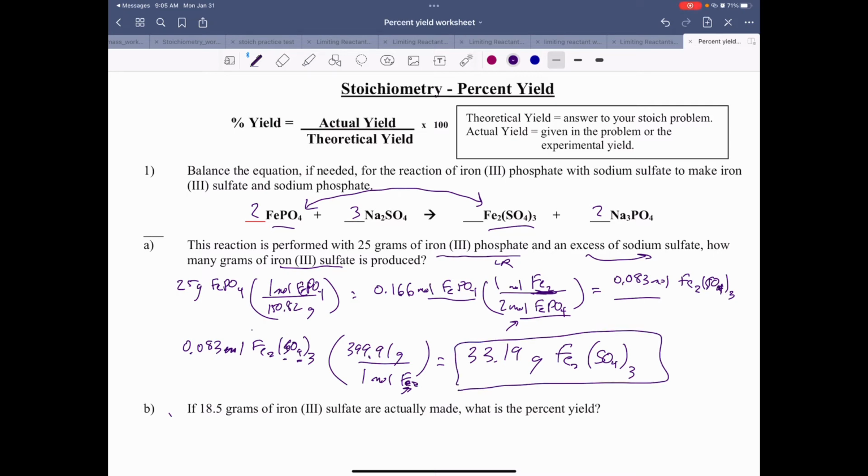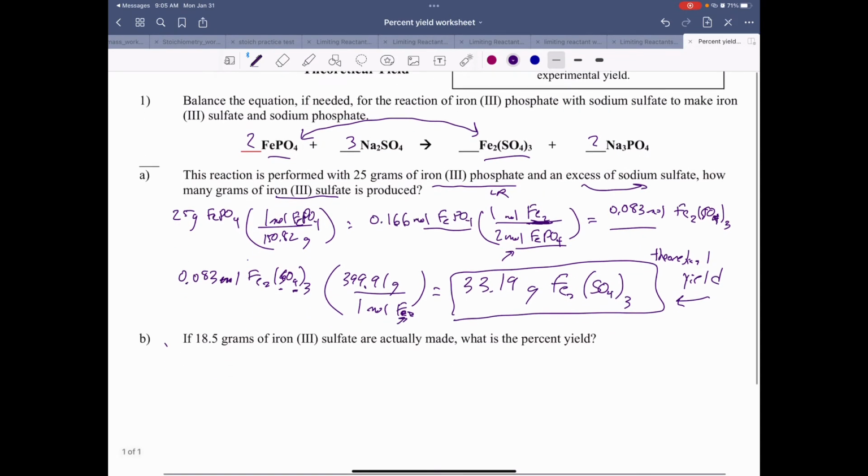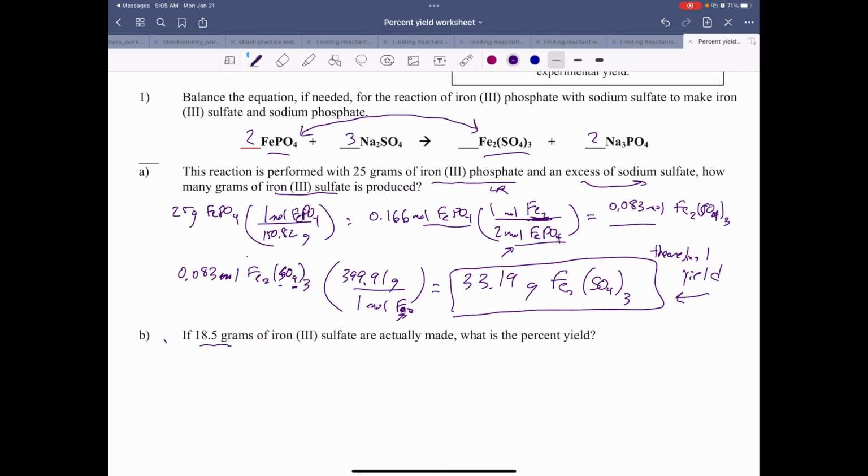Or theoretically, that's what we produce. This is called the theoretical yield. That's how much you should get. All right, that's what theoretical yield means. It means how much you should get. But part B says, what if you only get 18.5? So what's the percent yield?